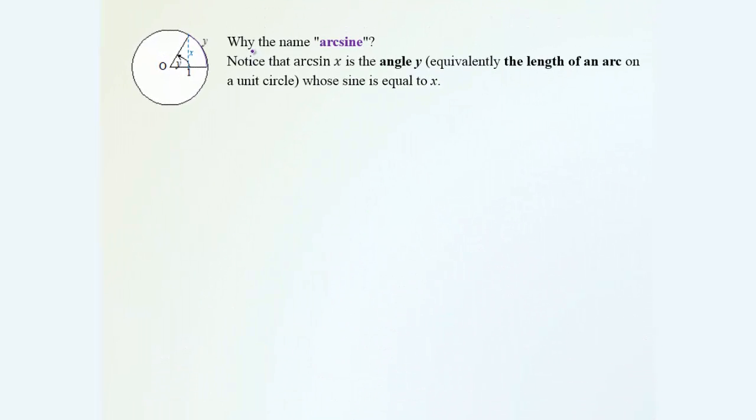Well, someone could ask, why do we have the name arcsine? It must have something to do with an arc. Well, let's see the situation in a unit circle. If we open an angle y, and this is a unit circle, then the length of the arc subtending this angle is also y. The height of the point defining this angle is x. So arcsine of x really represents the length of the arc in a unit circle whose sine is x.